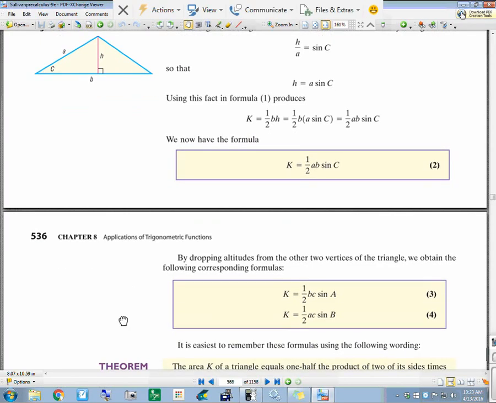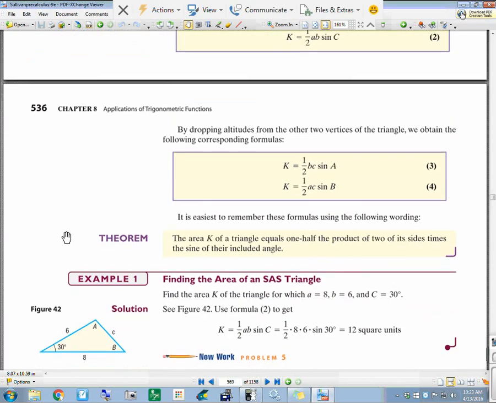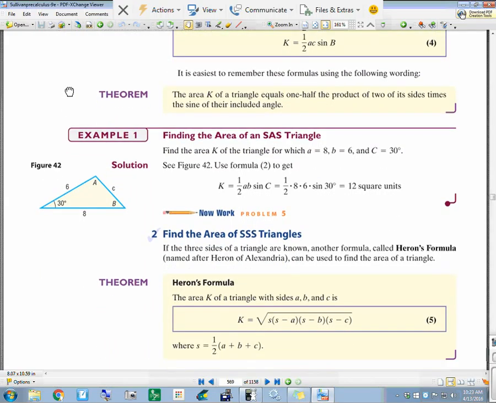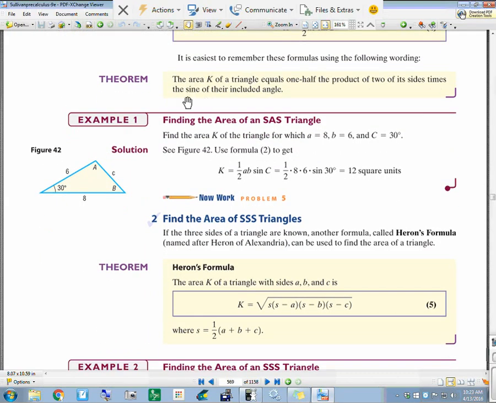Okay. Now, they do put this in here kind of like, the area of triangle K equals 1/2 the product of two sides times the sine of their included angle. And that's kind of an easier way of remembering the darn thing. So if you've got two sides and you know the angle included, you can go and figure this out.